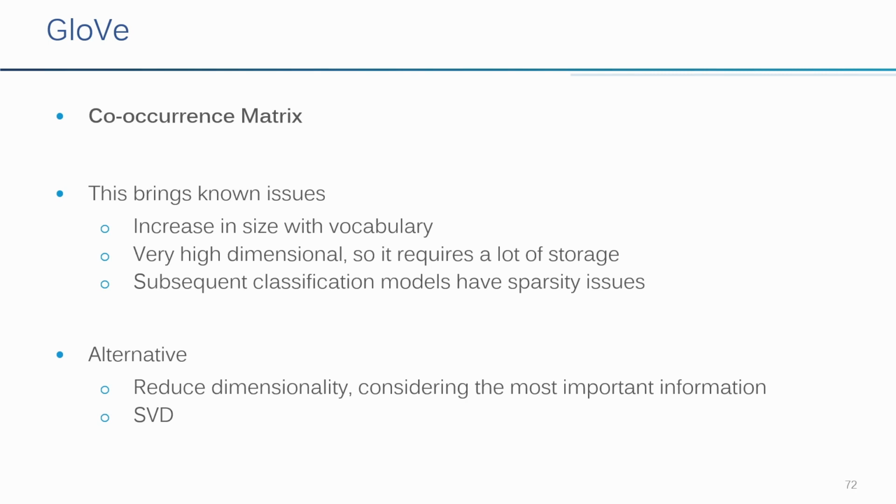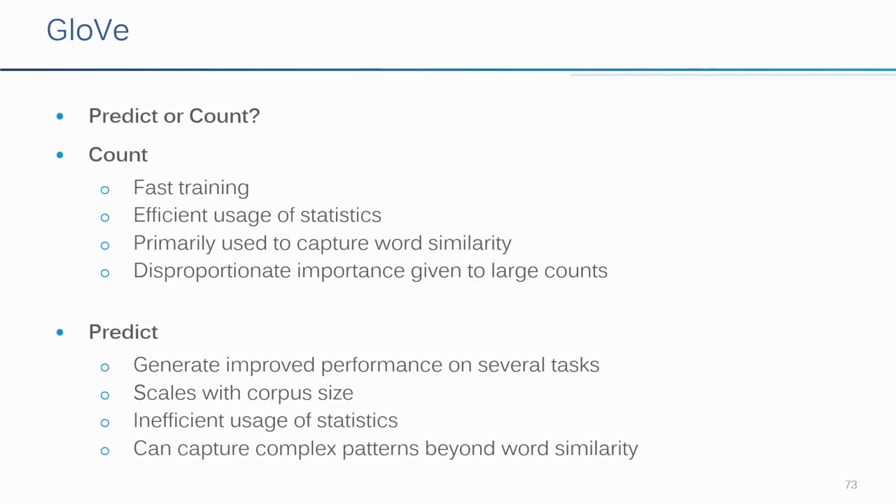But before that, just a quick reminder about the co-occurrence matrix. It does have some problems, like its size increasing with the vocabulary. It's really high dimensional, so you require a lot of storage. And you might have some sparsity issues, but they came up with a clever way to deal with this. So what is the idea behind GloVe?